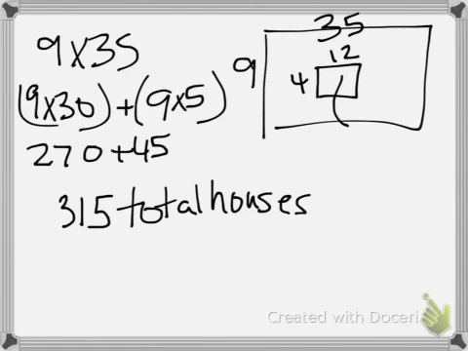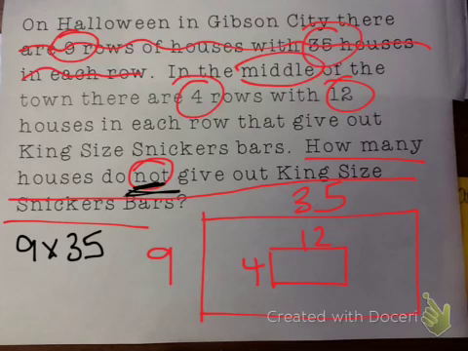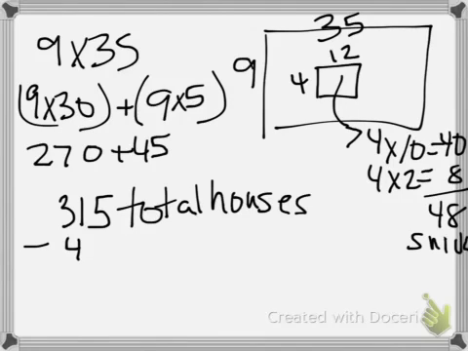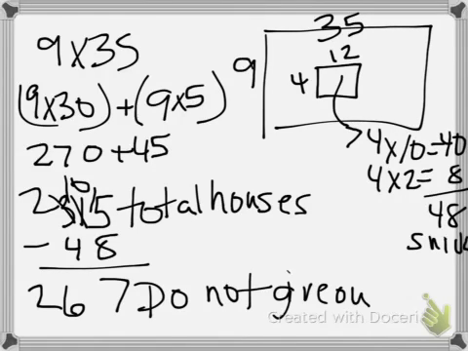Well, we need to do 4 times 10, 4 times 2, so 48 give out Snickers bars. So in order to find out how many do not give out Snickers bars, they will need to subtract 48 from the total houses. I have to borrow again. So 267 houses do not give out Snickers bars.